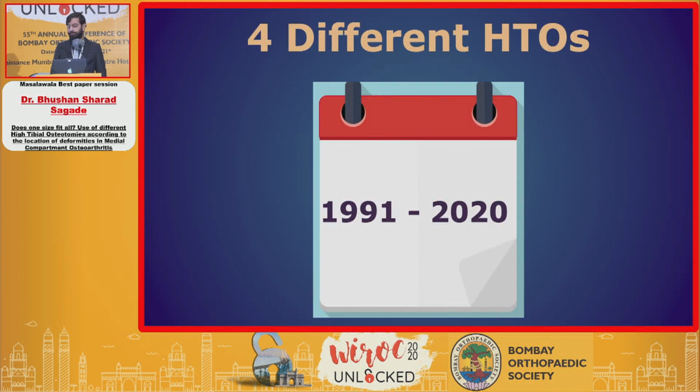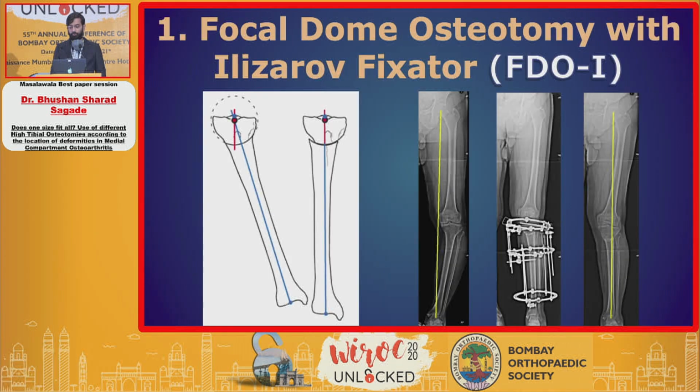For the past 30 years, we have performed 4 different types of high tibial osteotomies based on our familiarity with hardware and technique and access to knowledge. We have performed the focal dome osteotomy since 1991. It is a reverse dome osteotomy allowing correction of large deformities without reducing bony contact. It allows fine-tuning of the valgus to correct dynamic varus post-operatively.